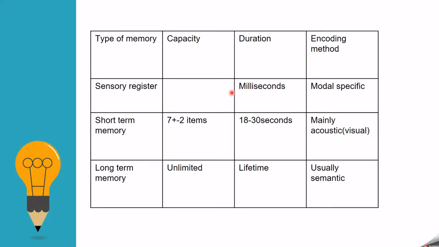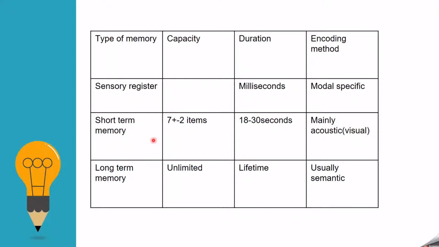And so I've made this table here. Types of memory: you have sensory register, short-term memory, long-term memory. And you have the capacity, duration, and encoding method. If we look at the sensory register's encoding method, it's modality specific. This basically means it's dependent on how the person encodes it, on their cognitive ability, basically.